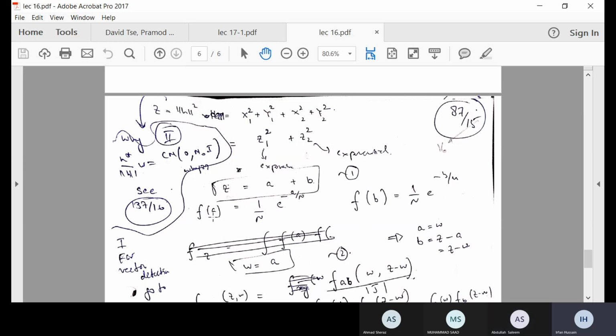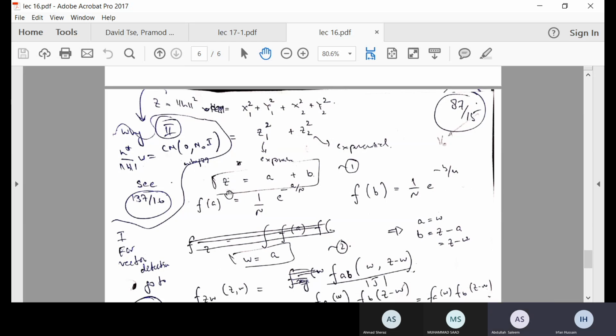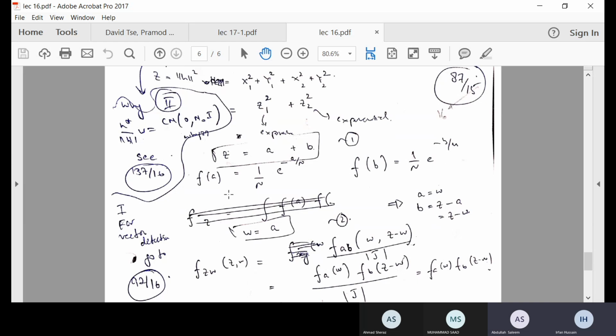So this is the distribution of f of a, and this is the distribution of f of b. So what I want is the distribution of z. So what should I do? I apply the same method, the Jacobian method.